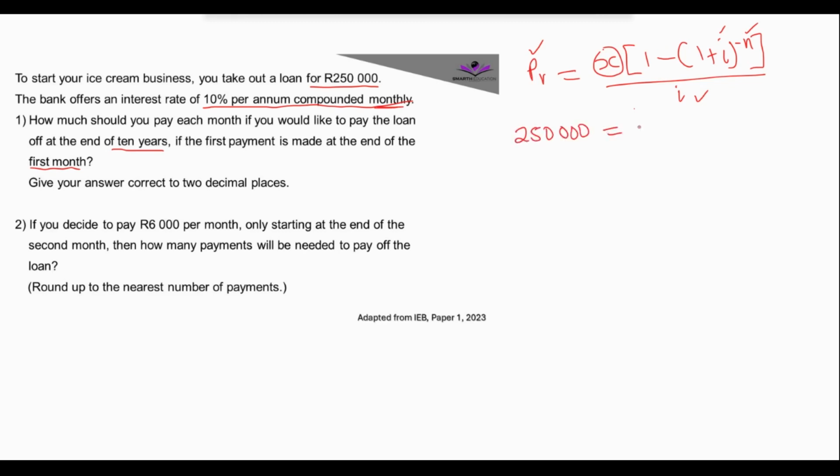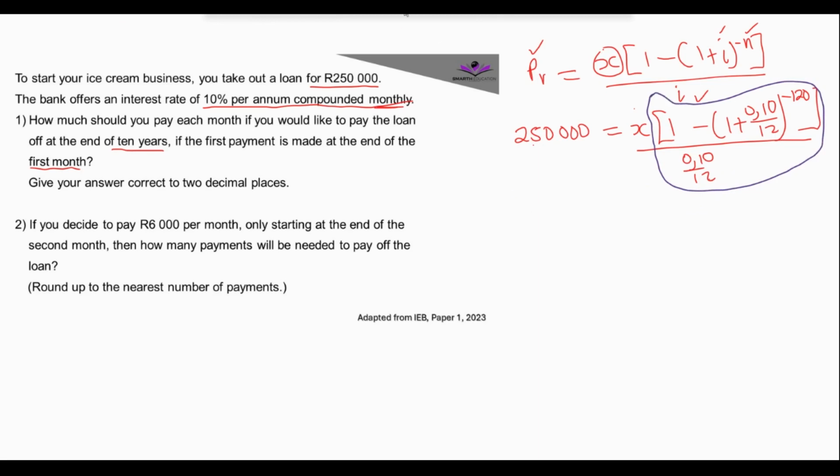250,000 is equal to X, times 1 minus (1 plus 0.10 over 12), because it's compounded monthly, to the power minus 10 times 12, which is 120. Or you can write 10 times 12, that's still fine. All over 0.10 over 12. We can do things differently here, but I prefer this one. Some people multiply 250,000 with this denominator, but what you can do is put this in the calculator, okay?